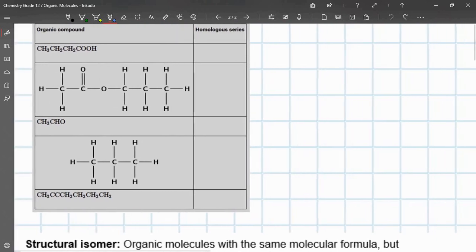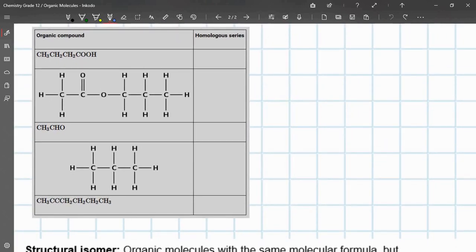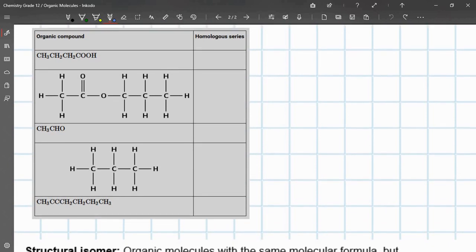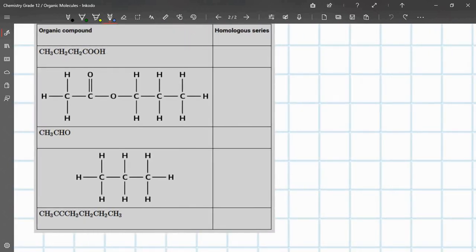So this is a bit of a long video, but it covers about a quarter of organic chemistry. Okay, so they want you to find the homologous series. It's quite simple. You just look at the functional group, right? The functional group here, COOH, didn't we just say that was called carboxylic acid? So this is carboxylic acid.